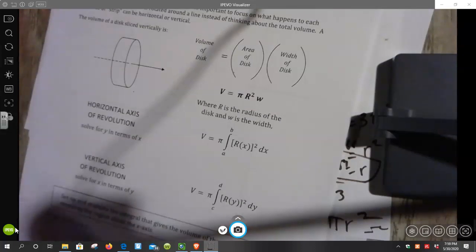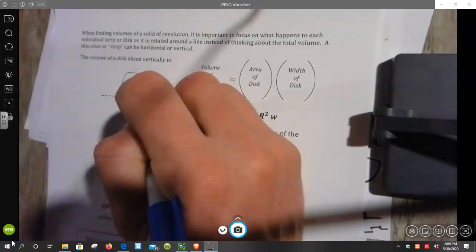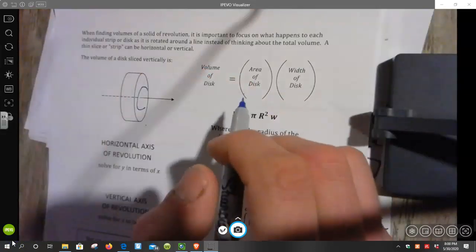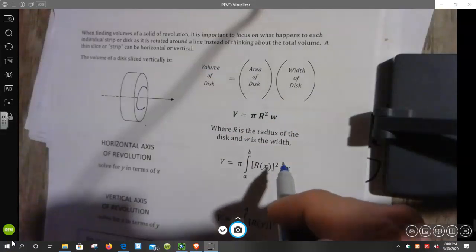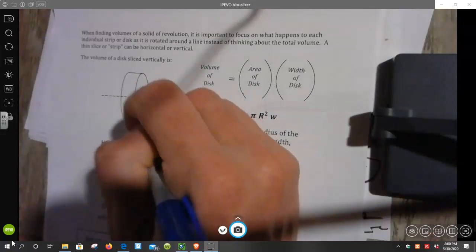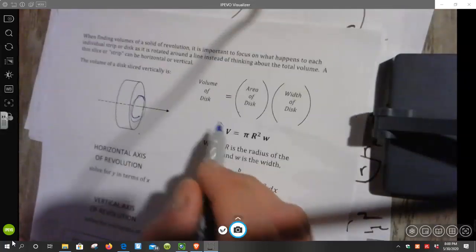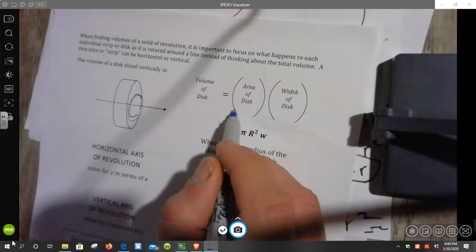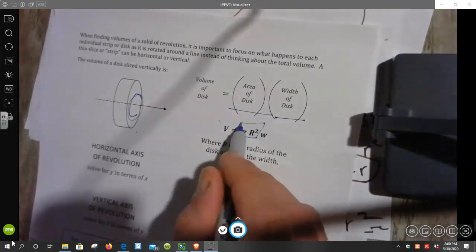Now here, now we're revolving around the x-axis. Okay, so we're going to have things going around this way. Okay, so the formula stays the same. We try to find the volume of a disk. It's going to be the area of the disk times the width of the disk. Okay, so area is going to be pi r squared times the width of the disk, and that hasn't changed.